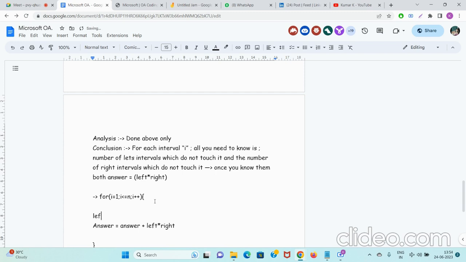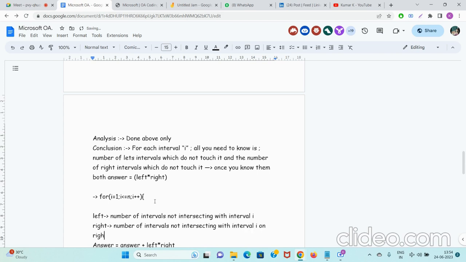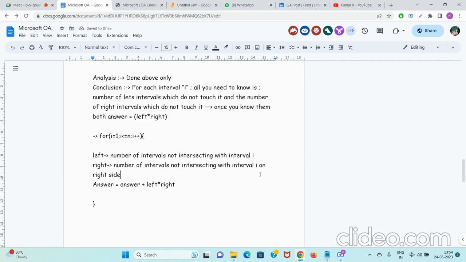Left is what? We will discuss that later. Left is the number of intervals not intersecting with interval I on the left side, and right is the number of intervals not intersecting with interval I on the right side. Okay, so guys, just do this for each interval now, and your job will be done.